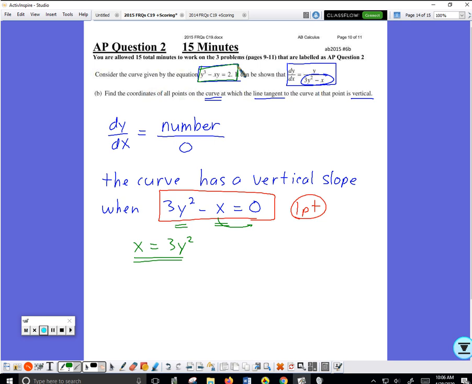This is the equation for finding points on the curve. So what I want to do is take that equation, y cubed minus xy equal 2. I know that the only place where the curve can have a vertical slope will be whenever x is equal to 3y squared. So I'm going to replace x with 3y squared. So I end up with y cubed minus, plug in the x.